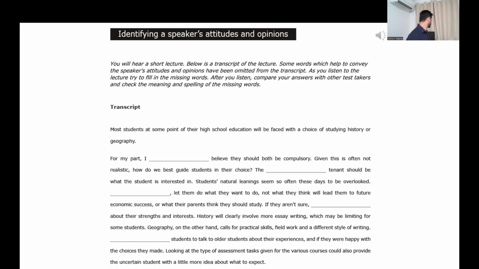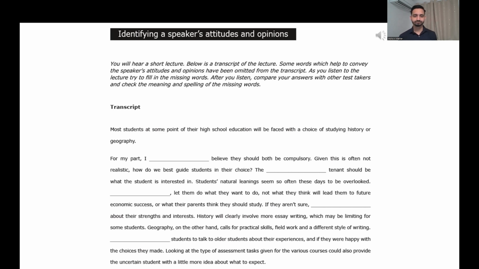Most students at some point of their high school education will be faced with a choice of studying history or geography. For my part, I firmly believe they should both be compulsory. Given this is often not realistic, how do we best guide students in their choice? The guiding tenet should be what the student is interested in. Students' natural leanings seem so often these days to be overlooked. For goodness sake, let them do what they want to do, not what they think will lead them to future economic success or what their parents think they should study.